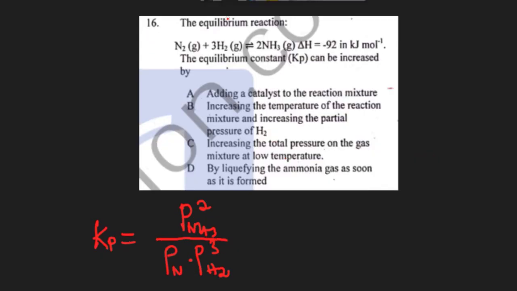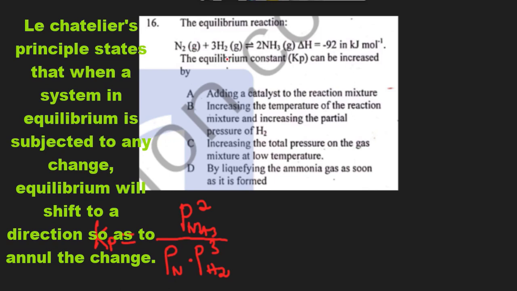Question 16. For the equilibrium reaction for the production of ammonia, the equilibrium constant can be increased by. So how do we increase the equilibrium constant? We know that the equilibrium constant can be affected by temperature. Now we are concerned with the products that are going to be formed, that is the ammonia. What will favor the production of more ammonia? Since it is a gaseous system, we talk about Le Chatelier's principle, which says that if there is any change, the equilibrium position will shift in a direction so as to annul the change.